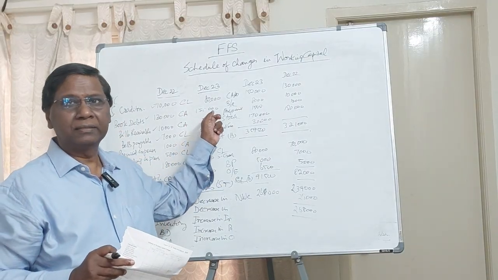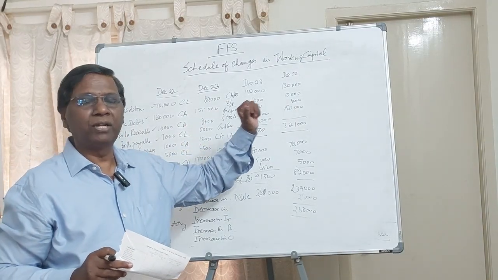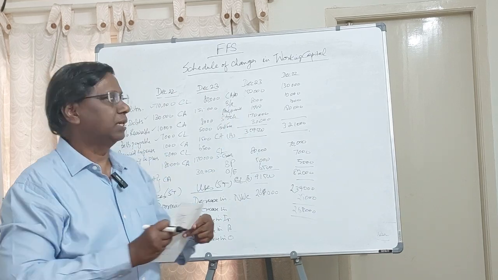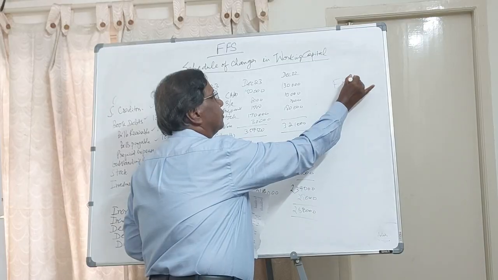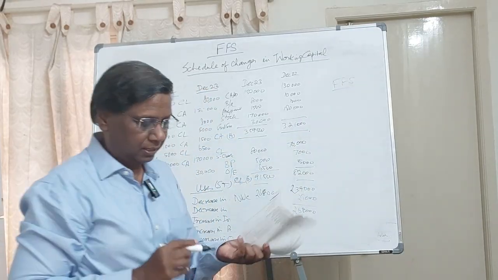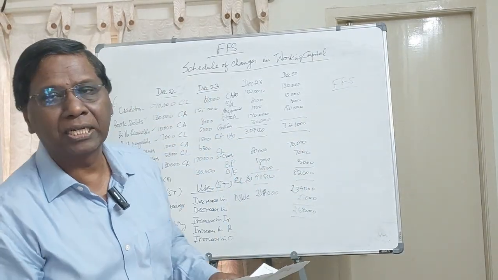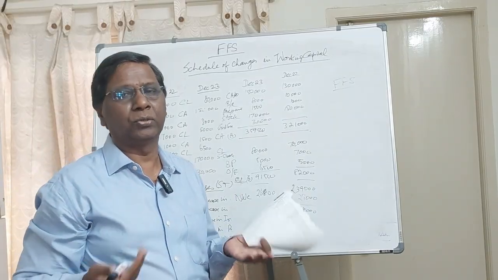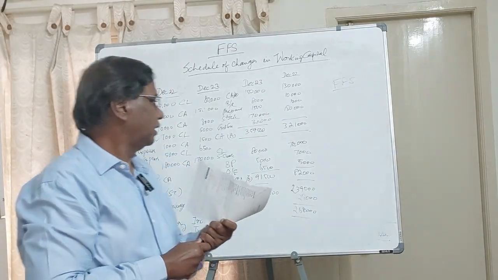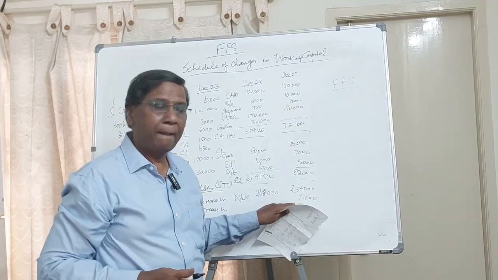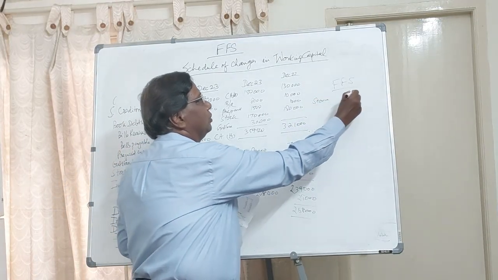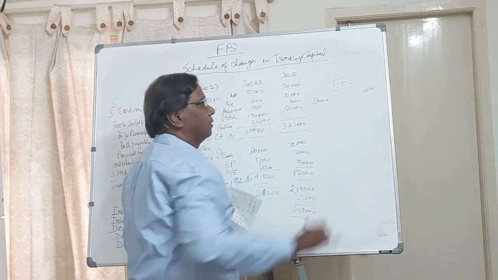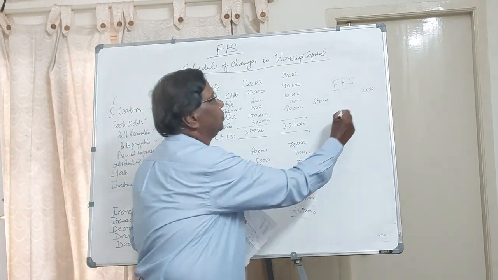So how will the funds flow statement appear? I just told you, so it's very easy. It's nothing complicated. This is a use. So two columns are there: one is source, and the other is use or application. So 29,000 is a use.